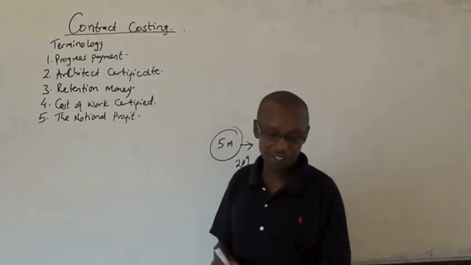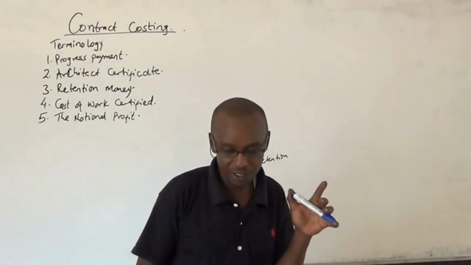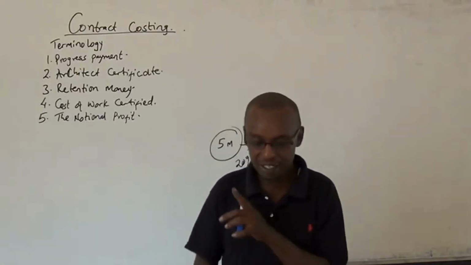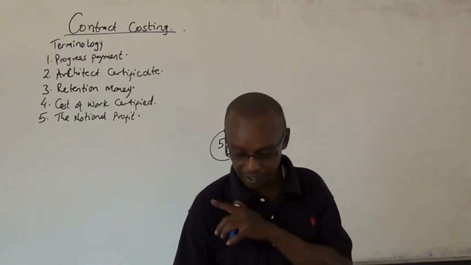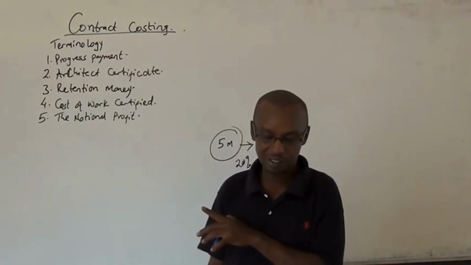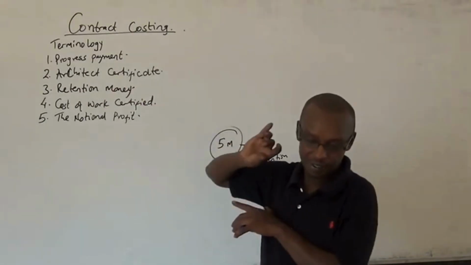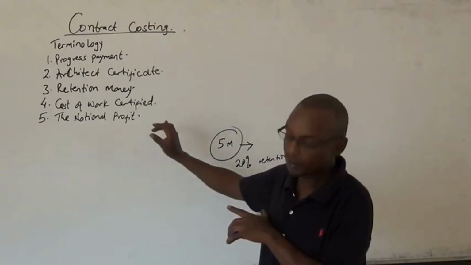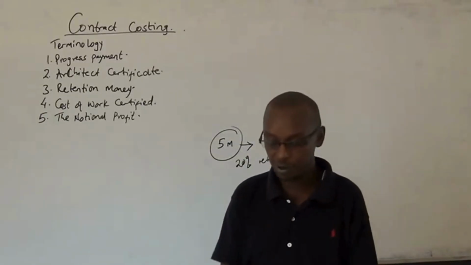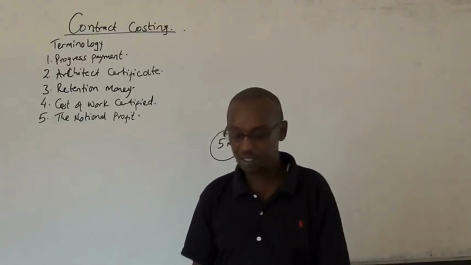The notional profit is the difference between the value of work certified to date and the cost of work certified to date, less provision for any unforeseen eventuality. So you look at the work certified, then you less what? The cost of work certified less any anticipated and unforeseen eventualities. Then there will be the profit taken.